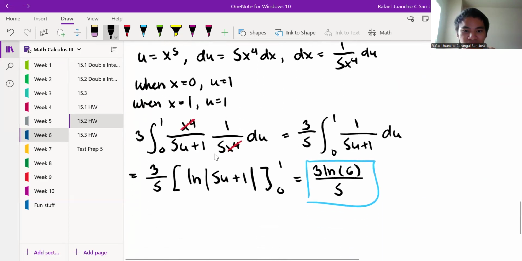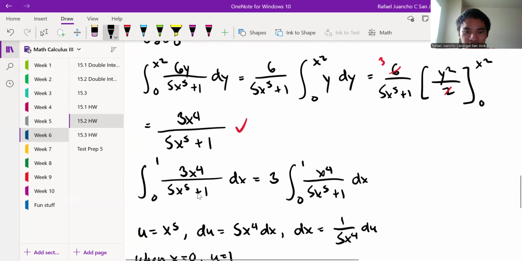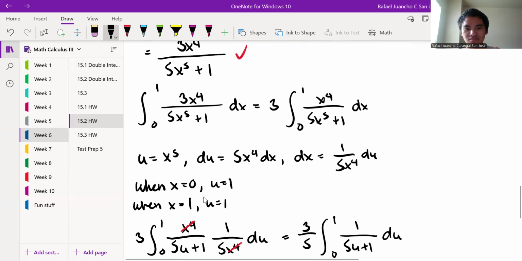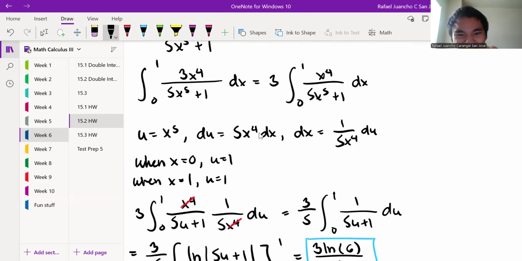3 to the fifth. 3 ln. Right. I missed the 25 somewhere. I don't know where I missed it. 0 to 1. Did I get that part? At least that part. Okay, I got there. Oh, so I did a different use of u here. Wait, let me see. This doesn't make any sense. There's no way.